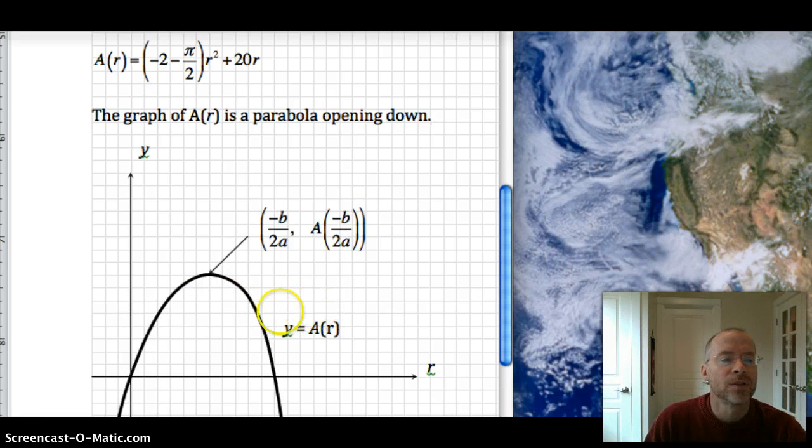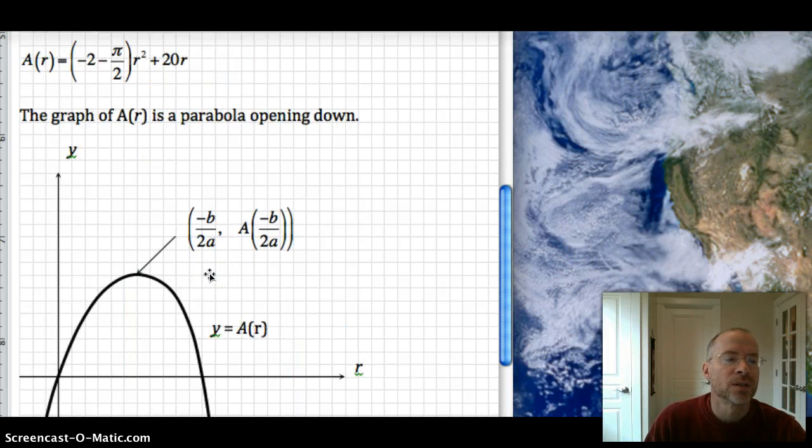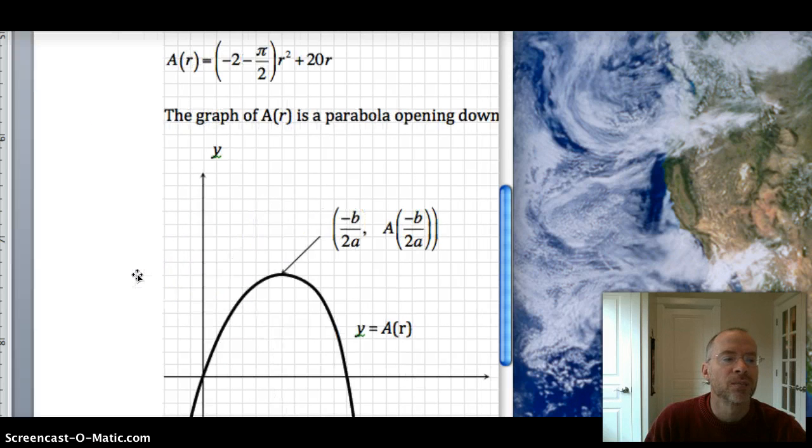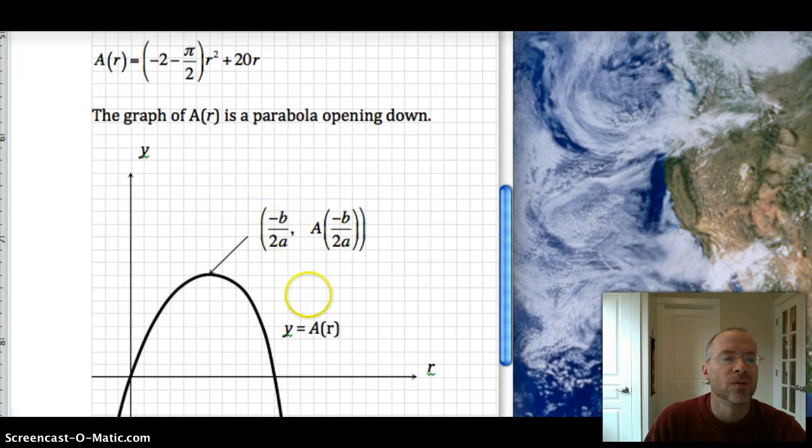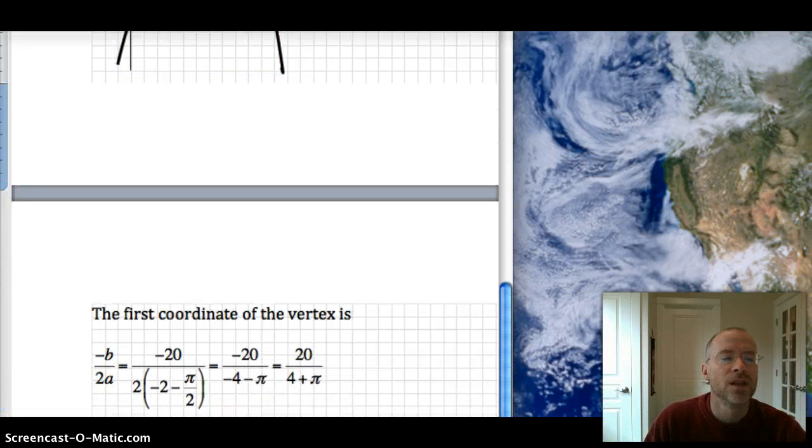And the point is, if this graph gives area, the maximum area of the window is going to be right here. We're supposed to find the dimensions of the window that has a perimeter of 20 and a maximal area. So it's going to happen when the radius is equal to the opposite of b over 2a. Here's a, here's b. Okay, continuing.